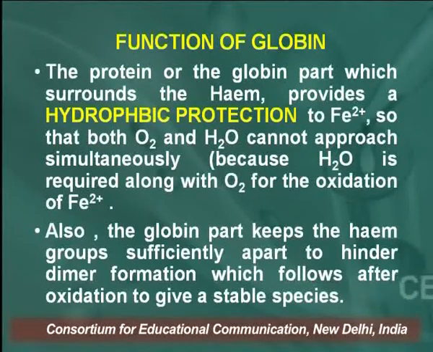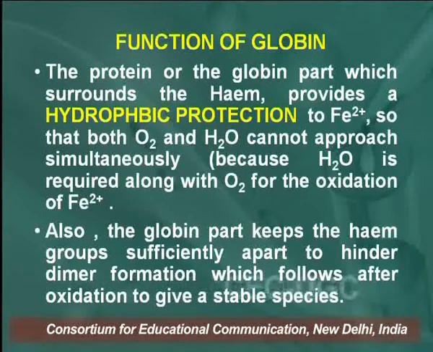Here comes in the role of the globin part which surrounds the heme unit. The protein or globin part which surrounds the heme provides a hydrophobic protection to Fe2+, so that both oxygen and water cannot approach simultaneously, because water is required along with oxygen for the oxidation of Fe2+. So what does this mean?